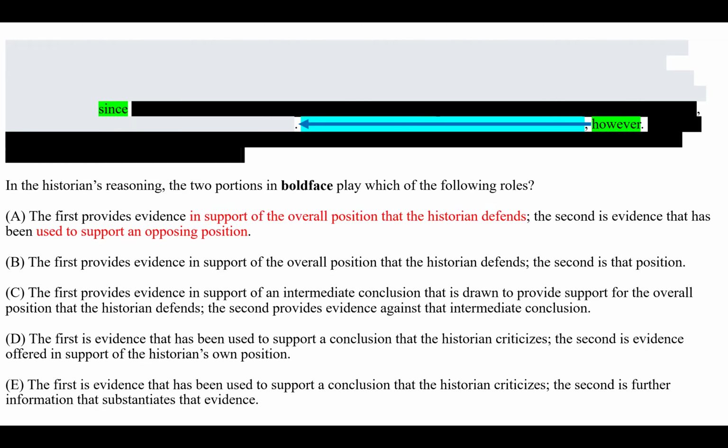B starts, the first provides evidence in support of the overall position of the historian. Wait a minute, I think I read this already. Deja vu. Historian defends. No. Same problem, right? It's exactly the same wording. And it says "however," so it wouldn't be the same position again. Right. Yes. We would be on opposite sides, not the same side because of the "however." Okay, let's go through C. The first provides evidence in support of an intermediate conclusion, a lot of words here, that is drawn to provide support for the overall position the historian defends.